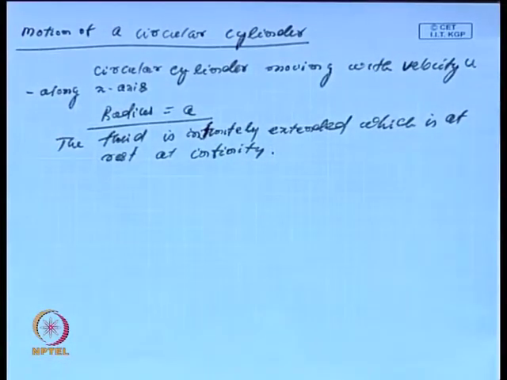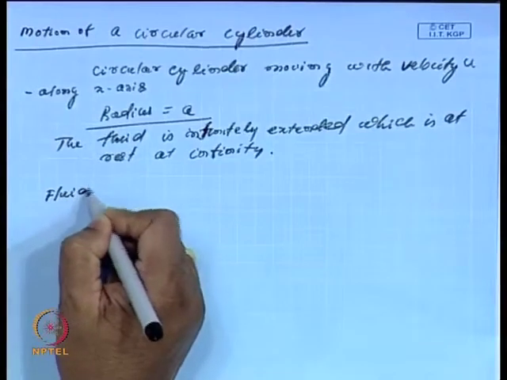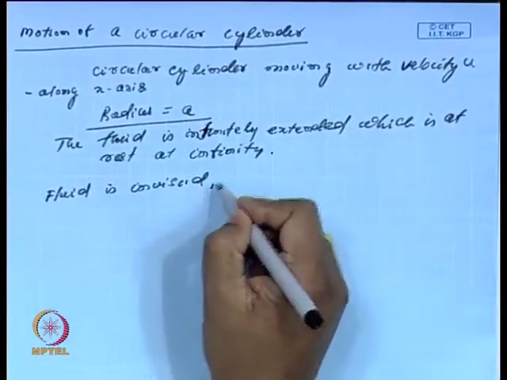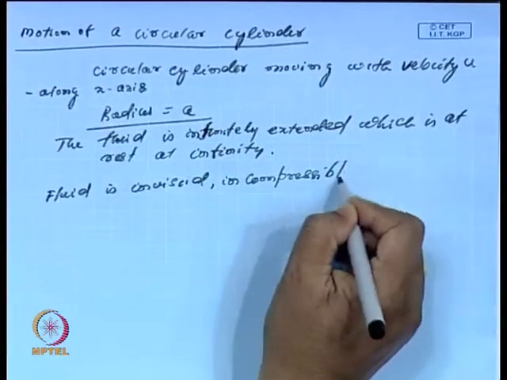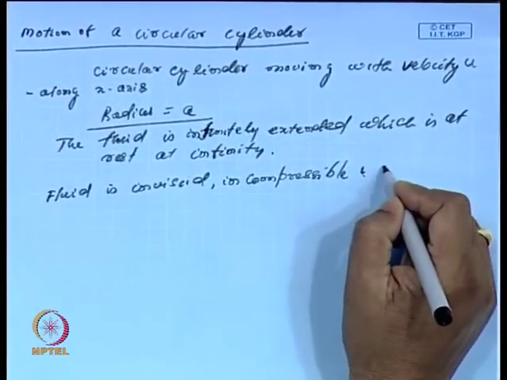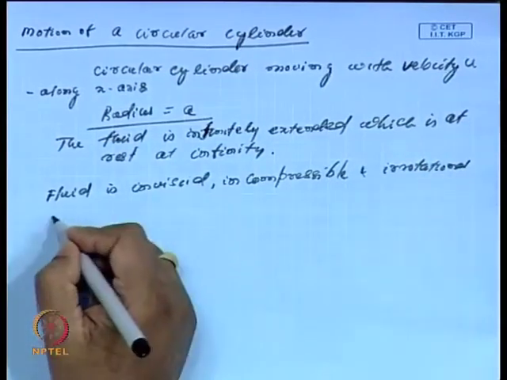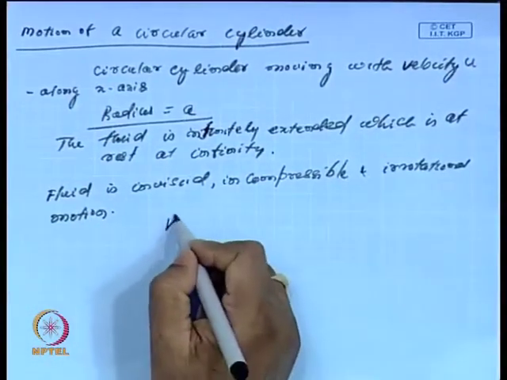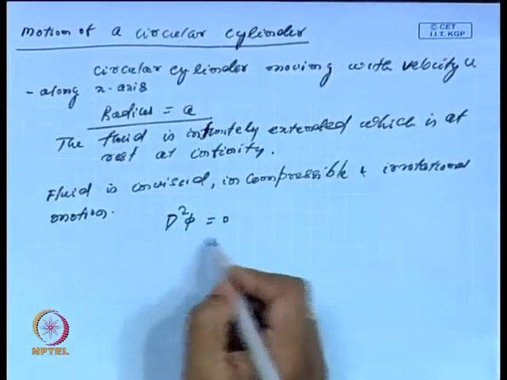Okay. So, since I have a cylinder inside a fluid, so what will happen to me? So, I am considering the fluid is inviscid, incompressible, and the motion is irrotational, then we know that we will have del square phi is 0. This can be achieved in two ways, but I approach in a standard general way.